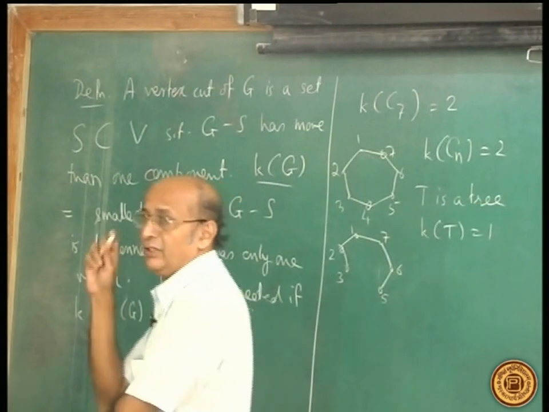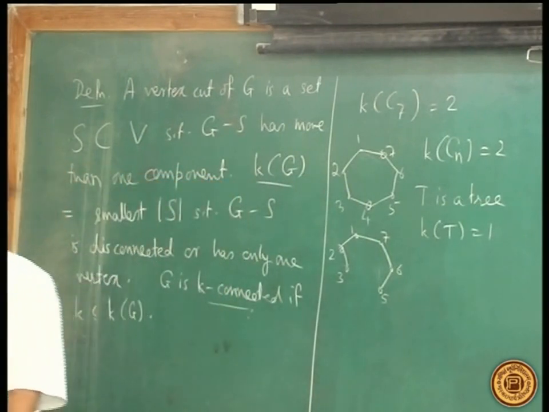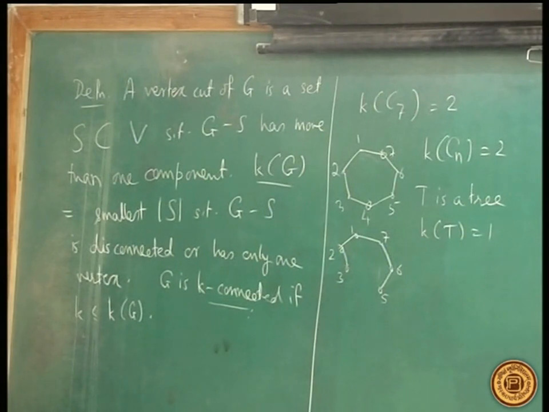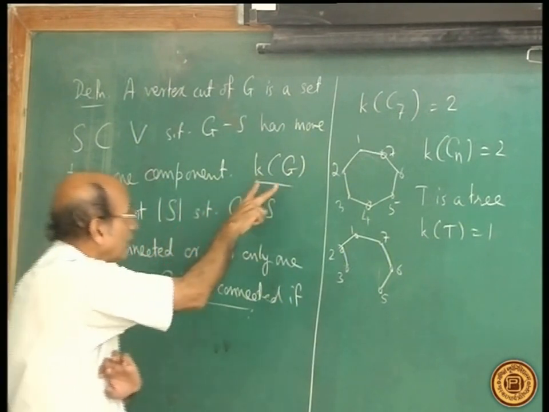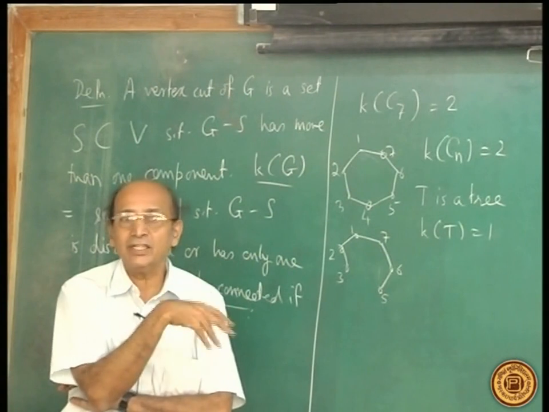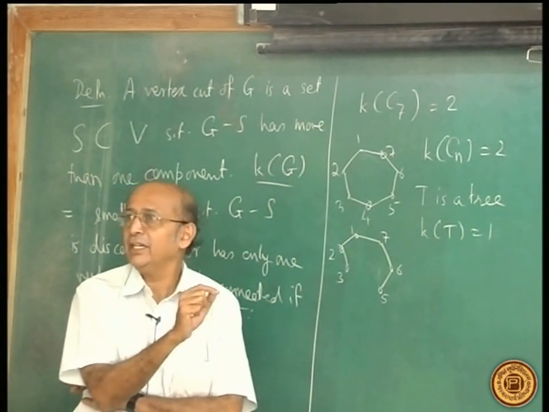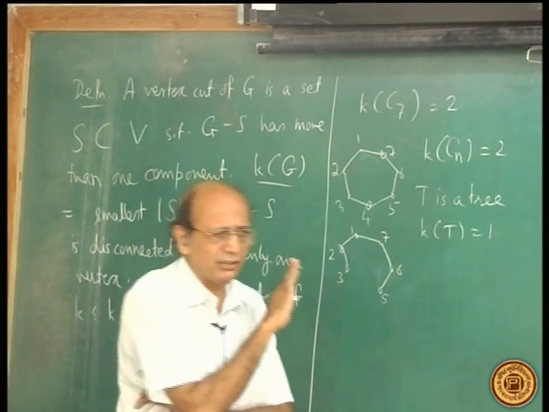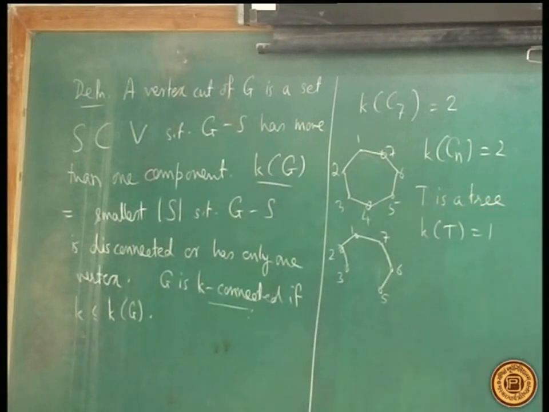For example, if your graph is disconnected to start with, then I can take S to be the empty set, and the connectivity of a disconnected graph is 0. A graph that has more than one component has connectivity 0. That is to be intuitively expected.